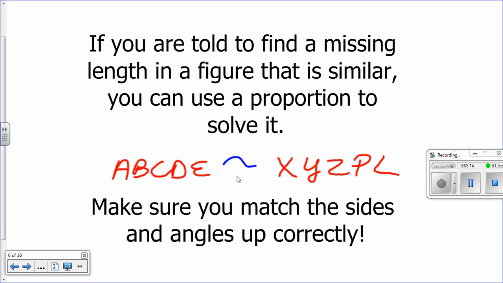And if you're given a statement like this, a similarity statement, keep in mind that A is going to correspond to X. B is going to correspond to Y. It goes in the same order. Line segment DE is going to correspond to line segment PL. Line segment LX would correspond to EA.